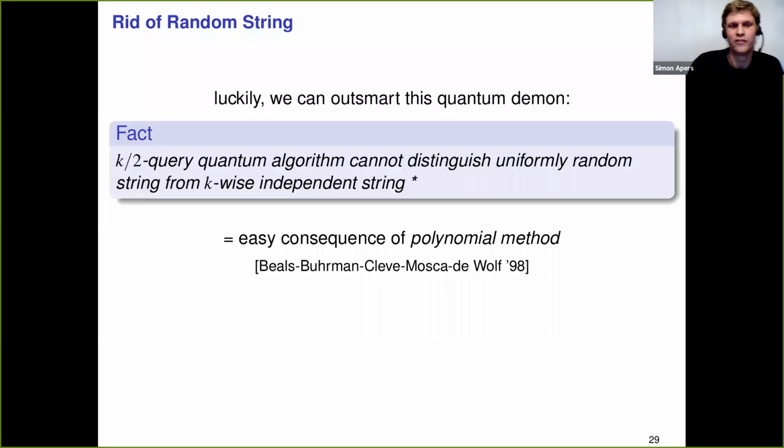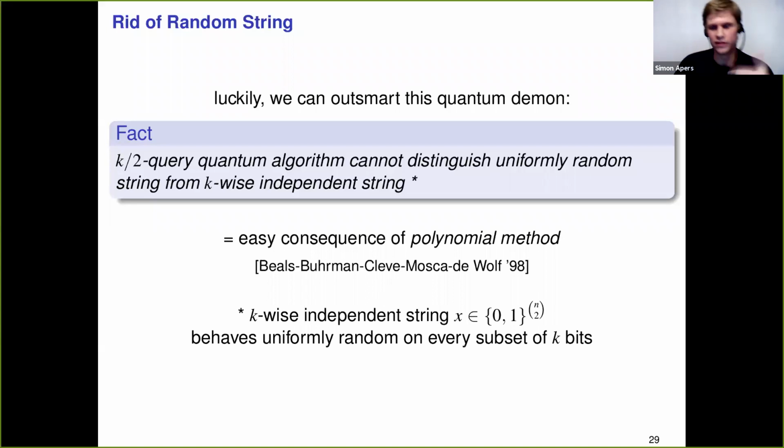Namely, we have the following fact, which is a nice consequence of the polynomial method, proven by Beals, Buhrman, Cleve, Mosca, and de Wolf in '98. This is a method used to prove lower bounds on quantum query complexities. A nice consequence of this method is the following: a quantum algorithm that makes only k/2 queries to a bit string cannot distinguish whether this bit string is uniformly random or only k-wise independent.